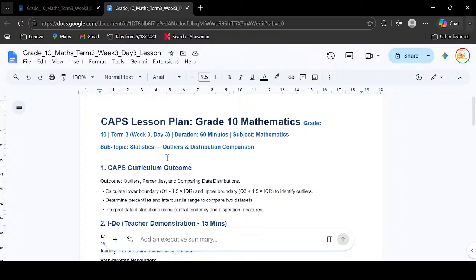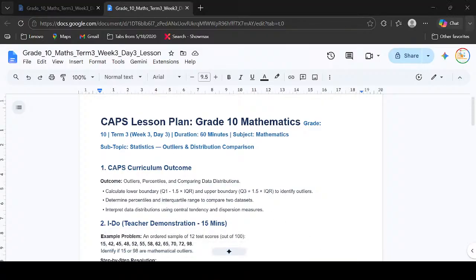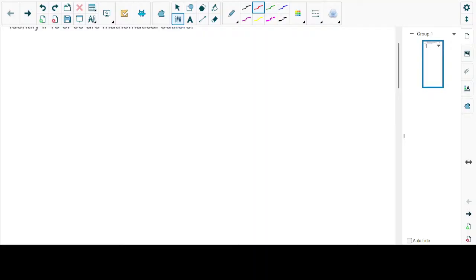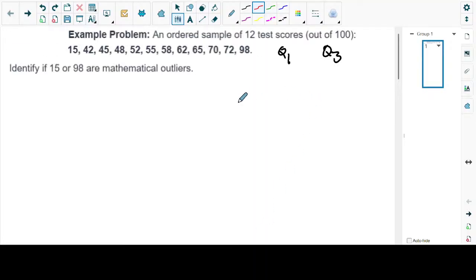Now we're starting with the first part, which is determining if something is an outlier or not, before we go to the percentiles. Okay, let's go to the example that we have for our activity for today. Let's go to our example, which is the I do. This is what I'm going to be doing. So an example is an example problem.